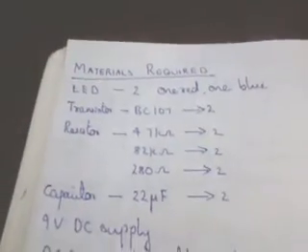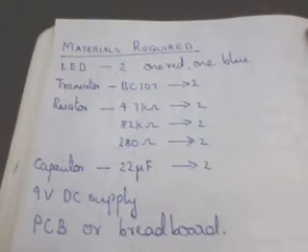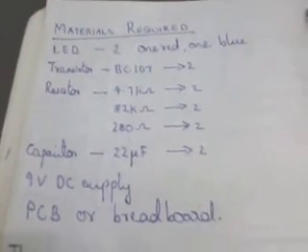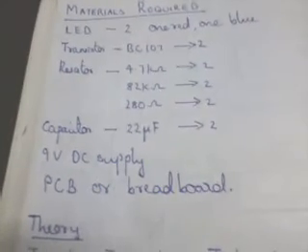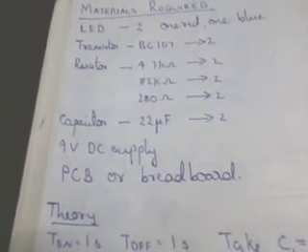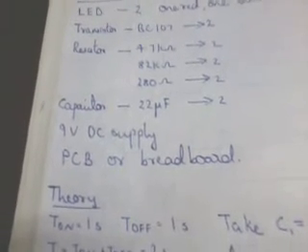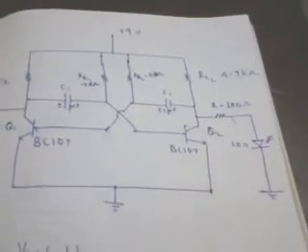These are the materials that you require: two LEDs, transistor BC107, resistors 4.7 kilo ohm, 82 kilo ohm and 280 ohm, capacitor 22 microfarad, and then you require a 9-volt DC supply and a PCB or a breadboard. So this is the circuit that I have used here.